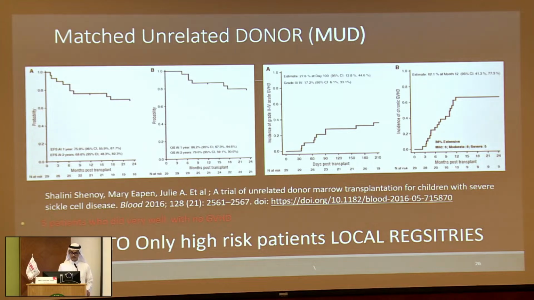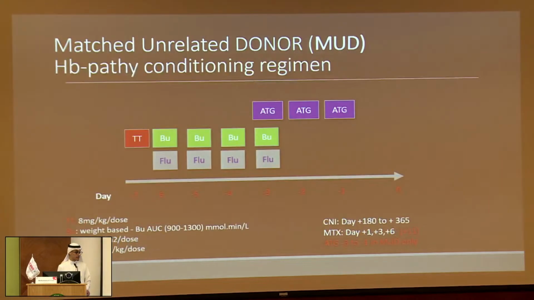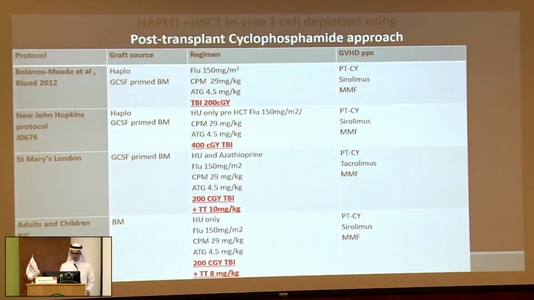But the problem with matched unrelated donors in sickle cell is that it has a high rate of GVHD, more than 30%, as you see in this publication by Shenoy et al. And we elected in our society to do only minimal matched unrelated donor transplants, limited to local registries, knowing the consanguinity and the relationship, and we just added, as Prof. Marty does, the classic ATG prior to infusion for 3 doses, and those patients did well.